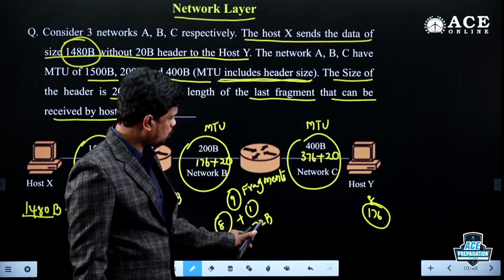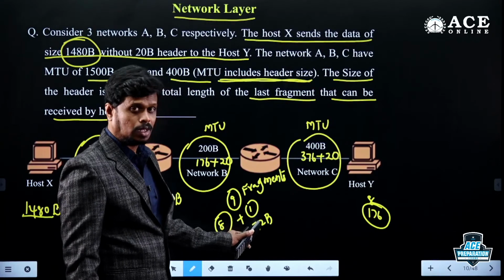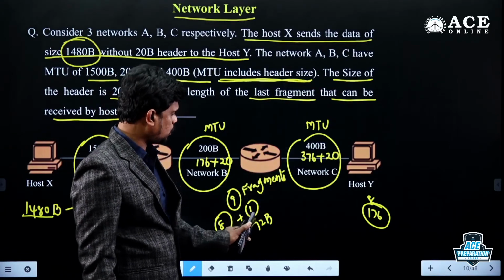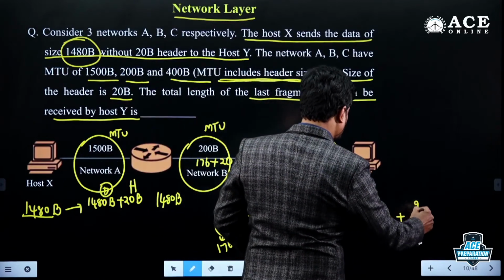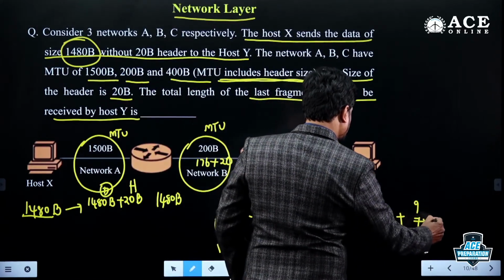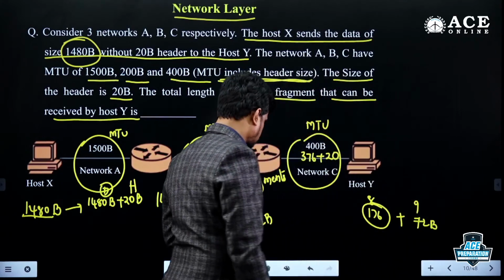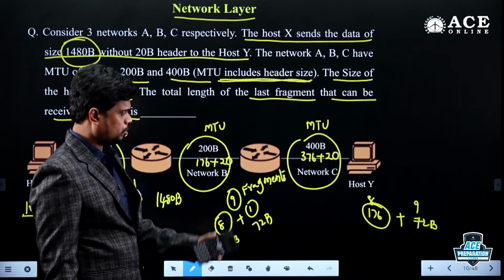And the last one, which is the ninth one, has 72 bytes. This is also less than 376, so at that stage we can transfer it, right? So the last one, the ninth one, is also having 72 bytes of data, correct now?